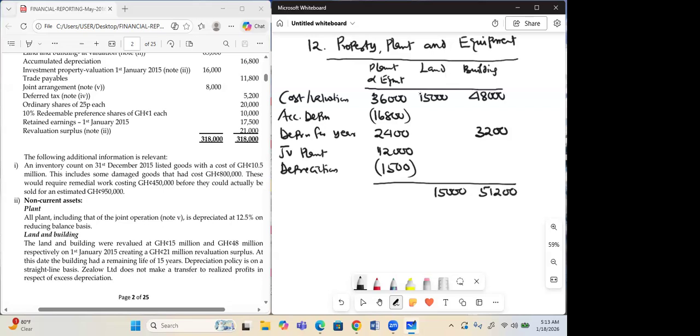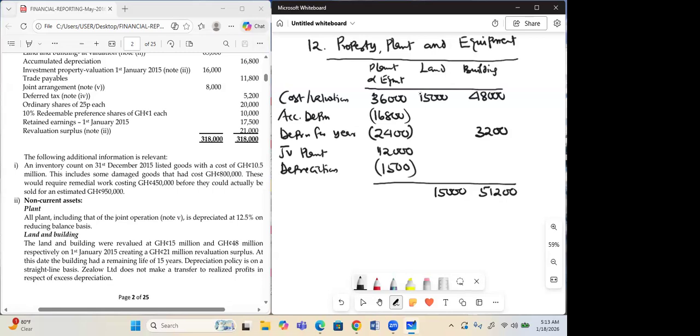Sum all this and let's see. 36,000 minus 2,200. The depreciation for a year is minus 16,800 minus 2,400 plus 4,000, 2,200, minus 1,005. 32,100. Why 3,200?